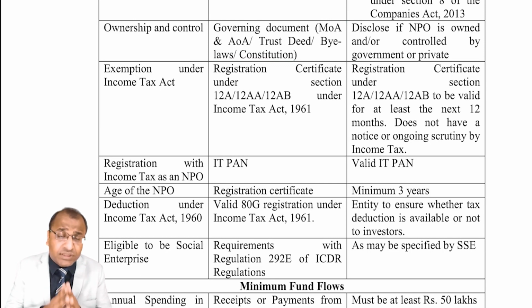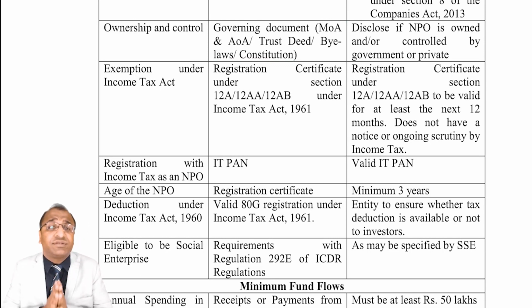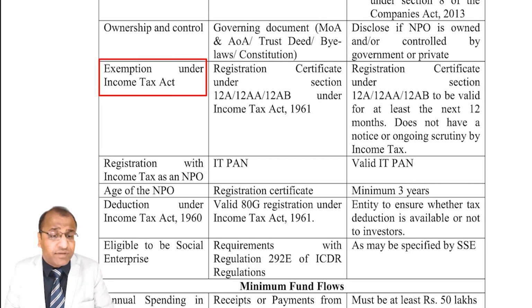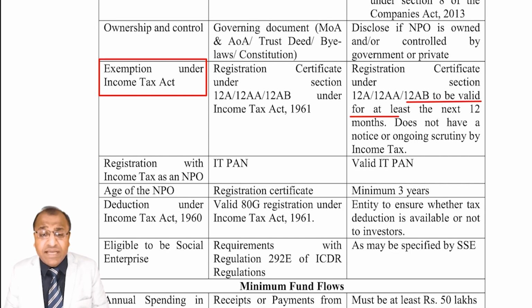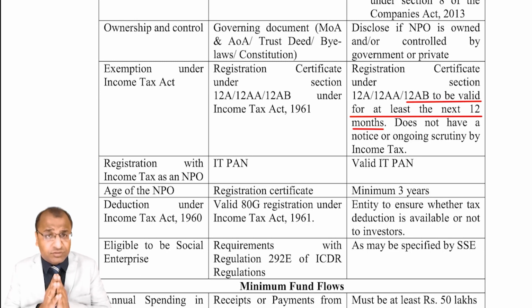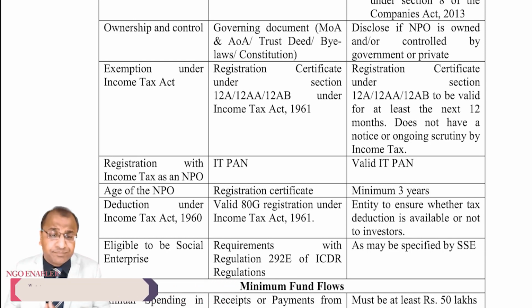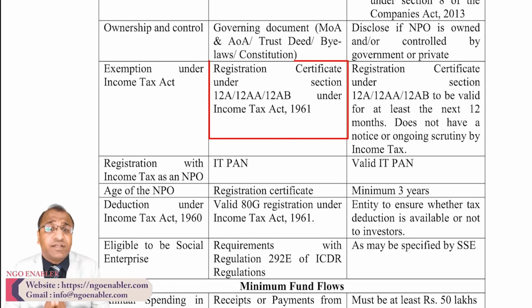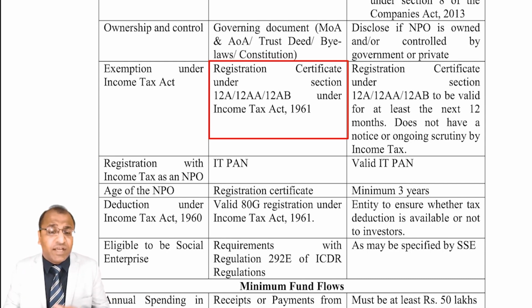Now let's move on to the registration of the NGOs under the Income Tax Act. The exemption under Section 12AB, the validity of which should be at least for the next 12 months from the date of application. So this is another criteria which the non-profit organizations need to meet. The exemption certificate, which is already there under Section 12AB for those organizations, should have the validity of at least the next 12 months from the date of application.